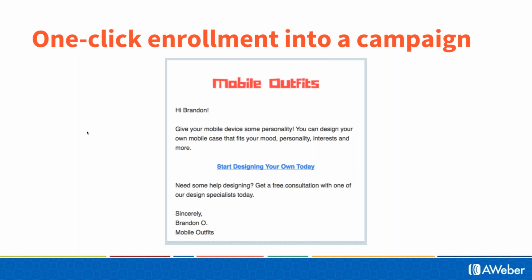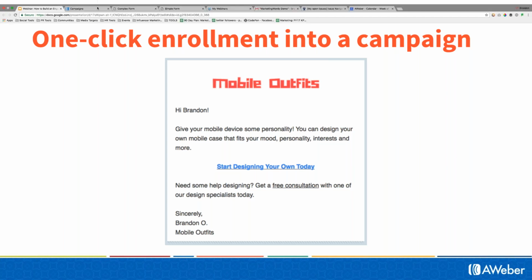So going back to the previous example of that first email they get, it gives them the coupon, but also allows them to self-select and provide you a little bit more information about what they might be interested in. This email follows that up with perhaps an additional piece of information or additional products or services. So right here it says you can give your mobile device some personality. You can design your own mobile case that fits your mood, personality, interests, and more. Start designing your own. So this is promoting a custom designed case.